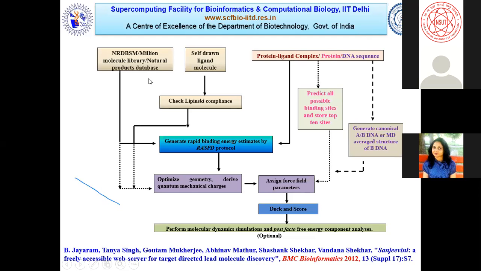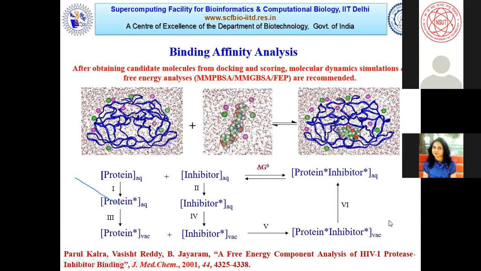Now on the drug side, well, you can do million compounds, you can do natural products. Now these days we have some Indian medicinal plant library also added to this. You can draw the molecule, then you check for Lipinski compliance. This is for bioavailability. And then you can do a rapid scan against million compounds in minutes. After that, you optimize, you do the charges and then assign parameters, you do docking and scoring, and eventually MD simulation. Finally, you are ready with molecules for testing, right?